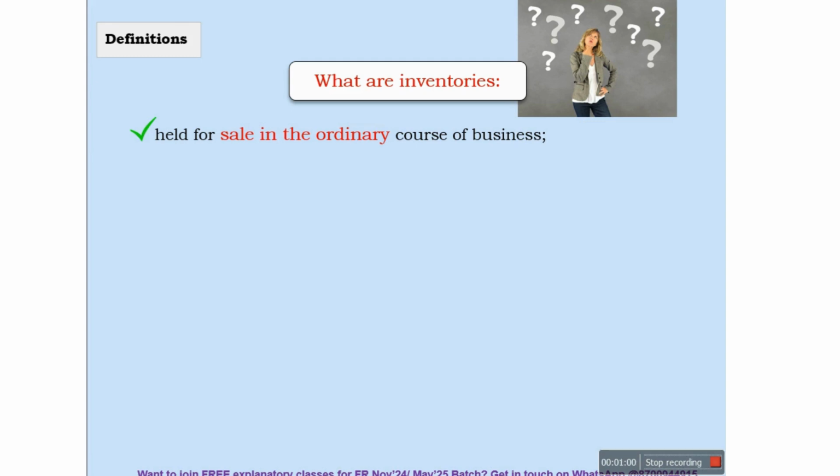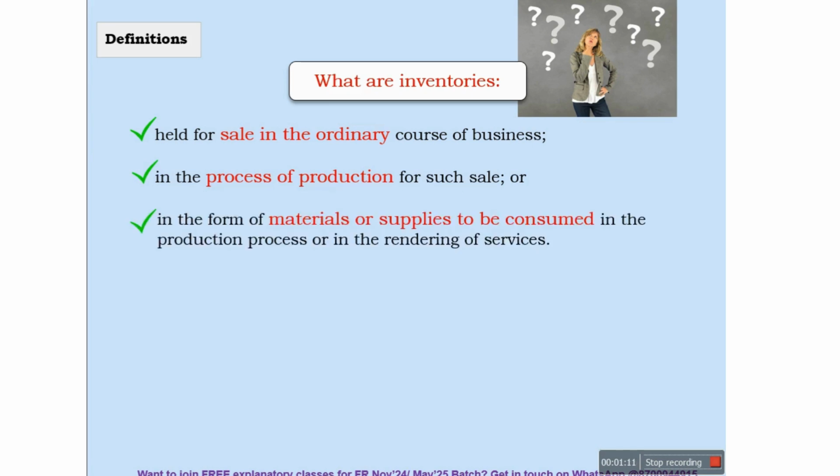Some other assets are work in progress. Assets that are in the process of production for sale will be classified as inventory, and assets that are held in the form of materials or supplies to be consumed in the production process or in rendering of services will be classified as inventory.